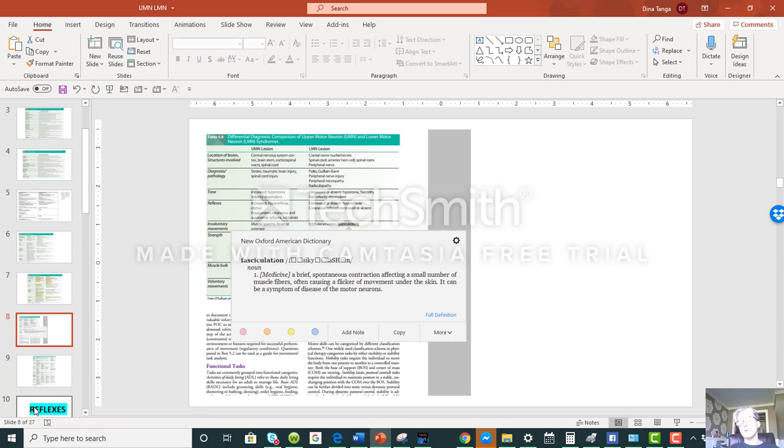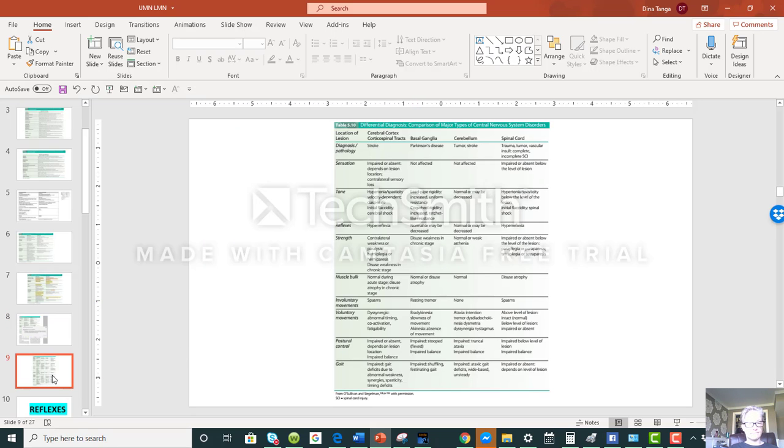I love ebooks. They're so wonderful. You can highlight a particular word in an ebook and it will give you the definition. I love it. So a fasciculation is a brief spontaneous contraction affecting a small number of muscle fibers, often causing a flicker of movement under the skin. It can be a symptom of disease of the motor neurons.